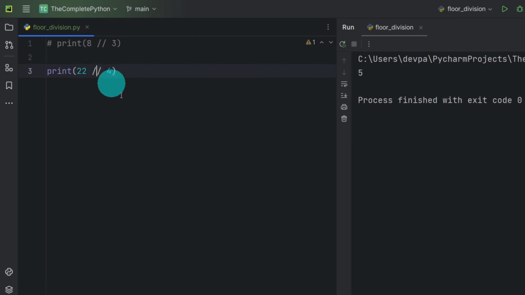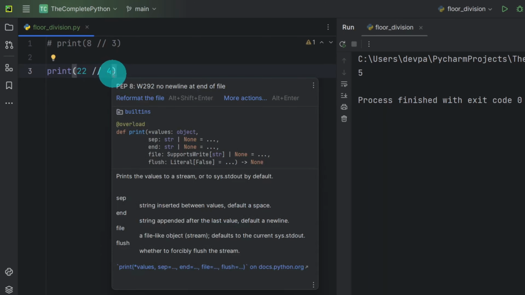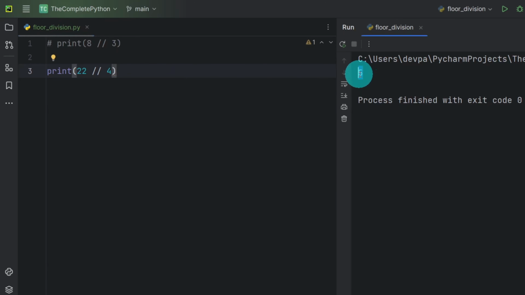Now if we perform 22 divided by 4, we will be getting 5.5. Notice the number after the decimal points. But if we perform floor division operation between 22 and 4, we will be getting 5, which is integer type. So oftentimes when we are performing division, we are interested only in the integer part. We do not need the floating point numbers. In that case, we can use floor division operator. Because when we perform floor division operation between two integers, the result will be integer type.